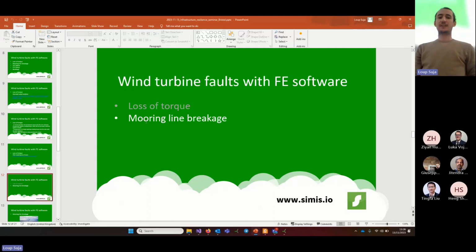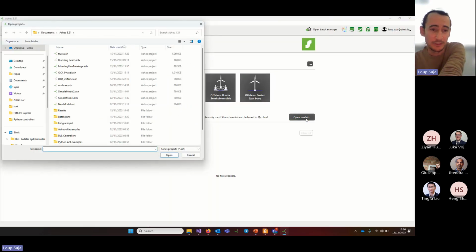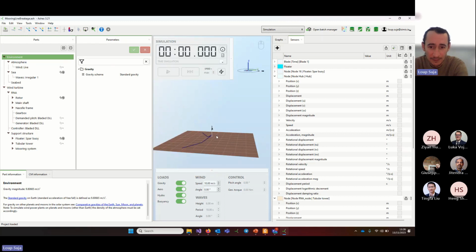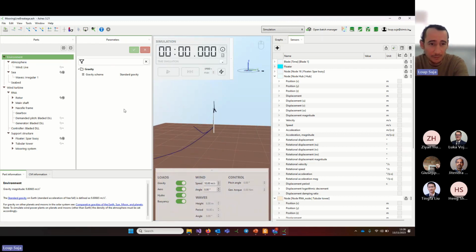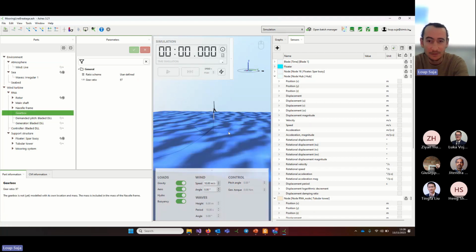So the next one that we are going to look into is if a mooring line is breaking. That's for a floating wind turbine. I just created a model here. Maybe I can show the sea, just so that you see that it's actually a floating wind turbine.